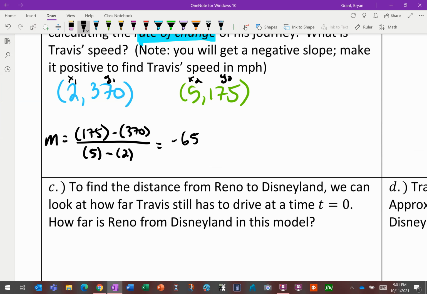Now, we got a negative slope because Travis is getting closer and closer to the distance. It says in this problem, just make it positive to find Travis's speed in miles per hour. Travis drove 65 miles per hour.